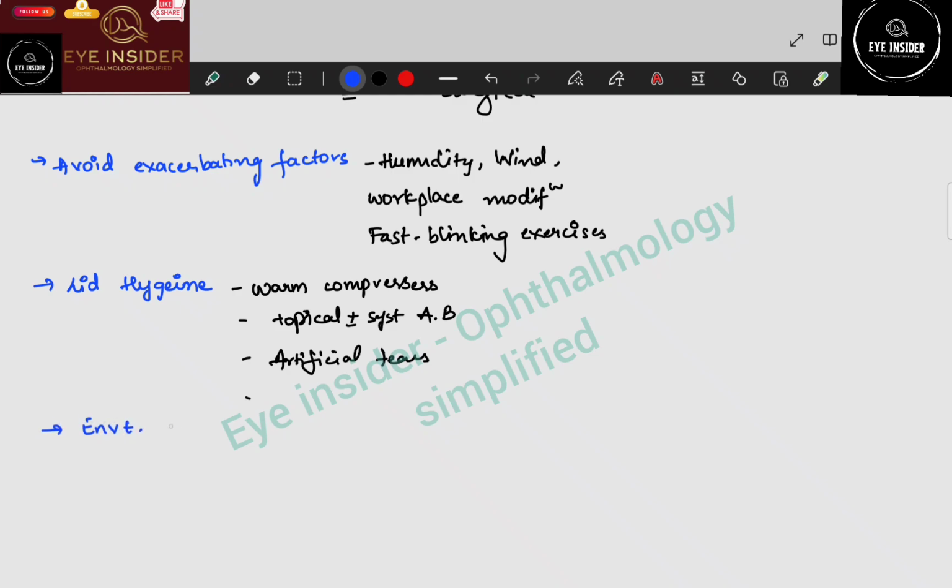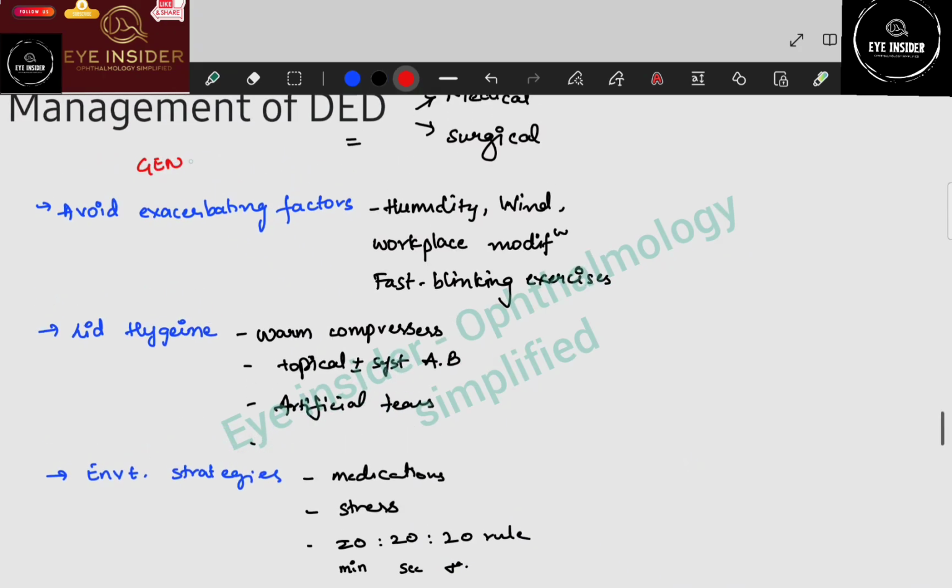And we also have environmental strategies. Depending upon the drugs which we take, we have to avoid some of the medications, and some ocular medications which contain preservatives should also be avoided. We have to reduce the stress and follow the 20-20-20 rule. That is, for every 20 minutes we need to take a 20-second break and look at a distant object which is 20 feet away.